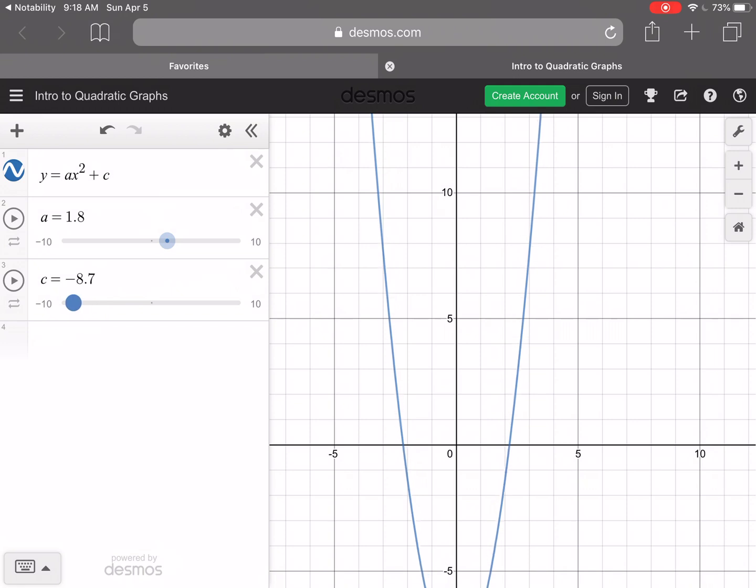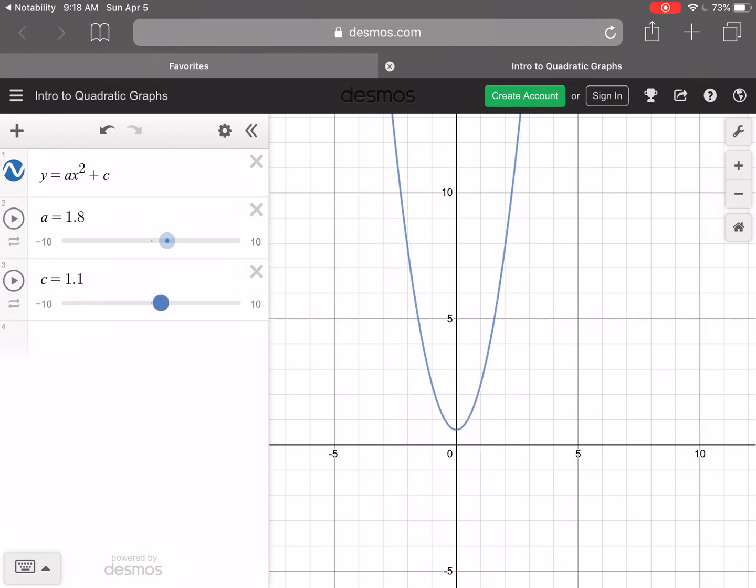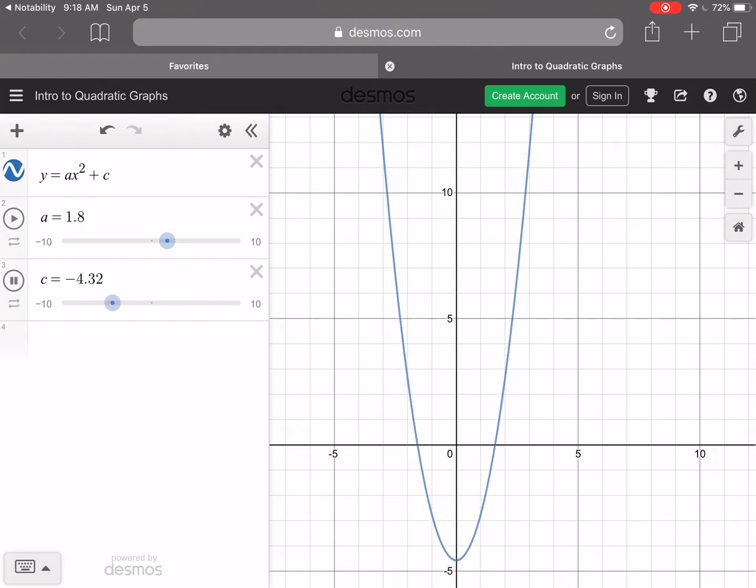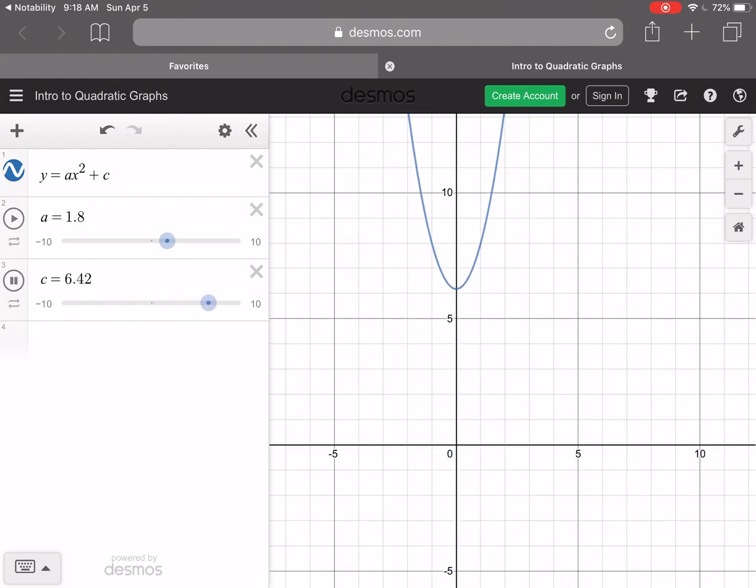I've posted this link for you guys, and you can play around with it on your own time. In fact, you can set this to just play automatically, and it will move all by itself. Isn't that great? So fun. I love math.